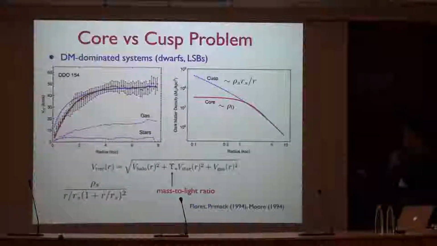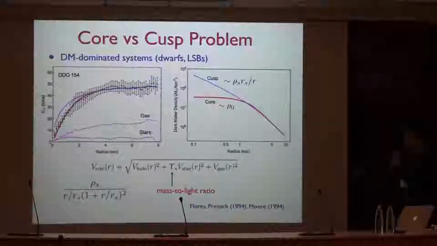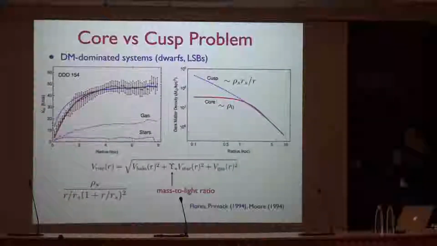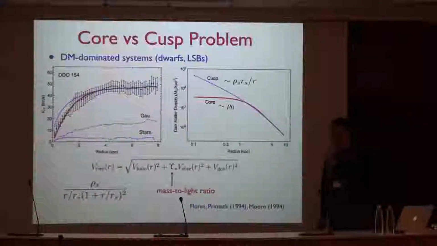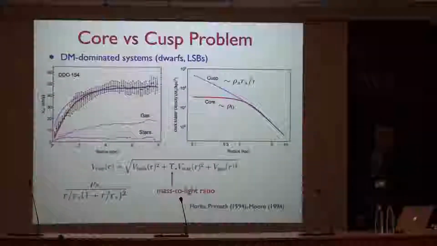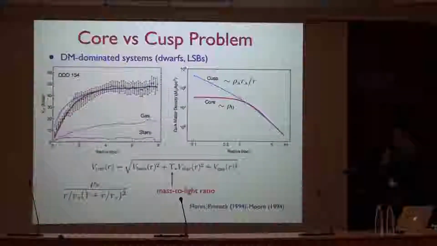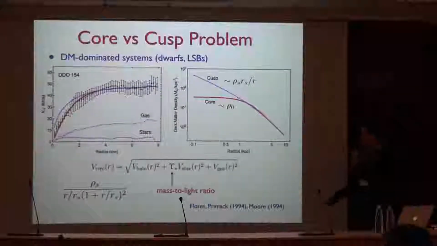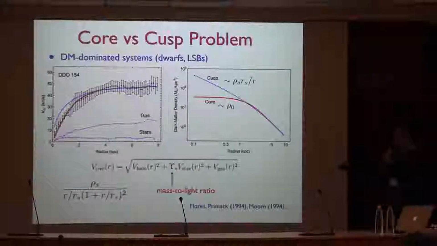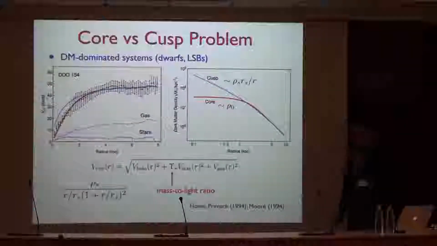So let's go to dwarf galaxies. This is the circular velocity as a function of radius for a dwarf galaxy. You can see that the maximum circular velocity is about 50 kilometers per second. For our Milky Way, the circular velocity near the solar system is about 200 kilometers per second, right? In a galaxy, there are stars and gas particles. This is the stellar contribution to the rotation curve, and this is the gas contribution. If you add them up, you don't get the observed one. That's the reason why we need dark matter in galaxies.